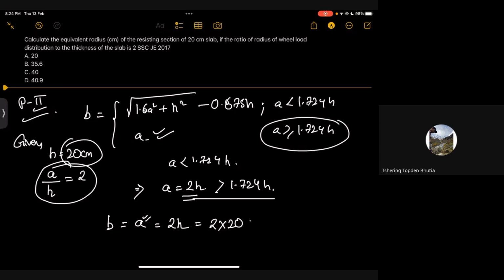It is 20. That is 40 centimeters, which is option number C. Okay, the question was fun. What do you guys think about the question? It was a good question, right?